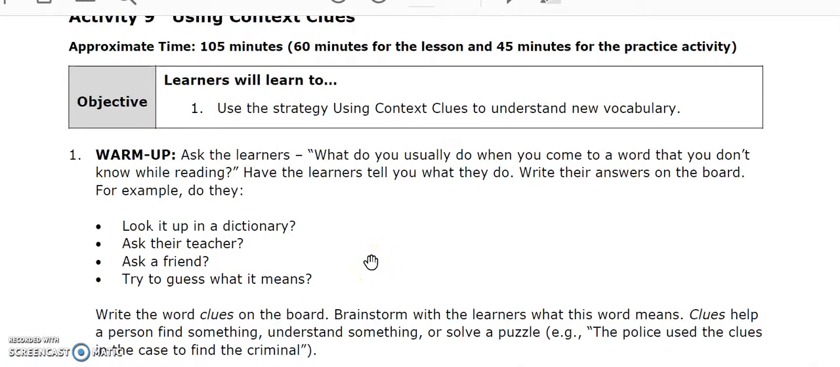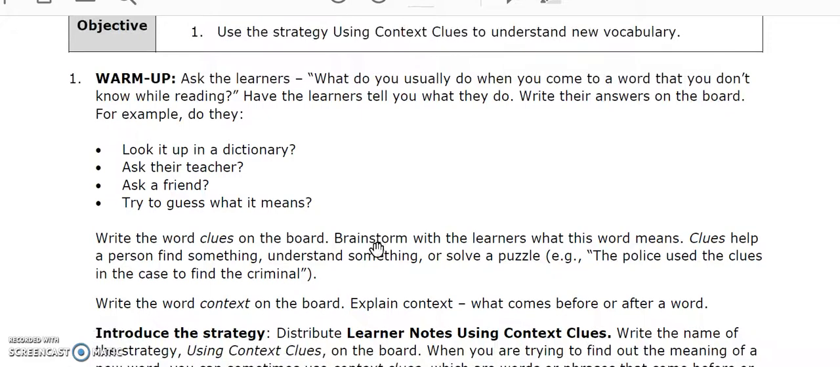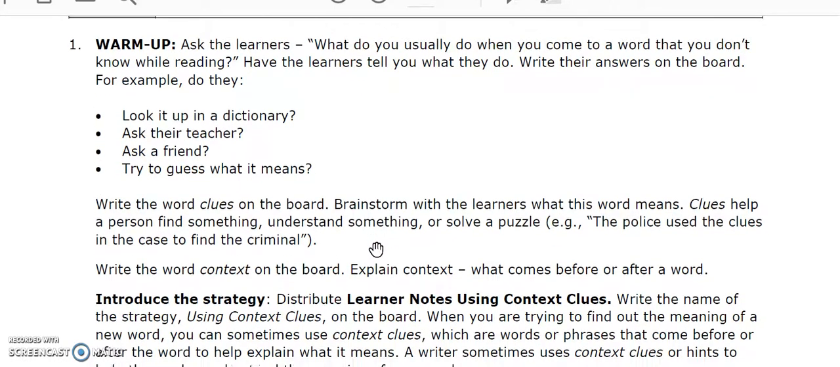The lesson plan for using context clues gives you a warm-up activity to introduce the strategy and to give the learners an introduction to the new vocabulary on what it means to use context clues. It also explains to the learner how this strategy will help them become better readers.